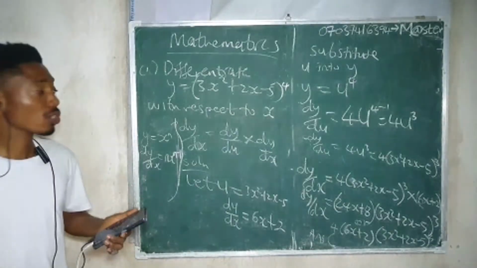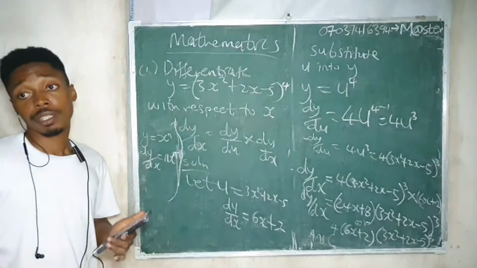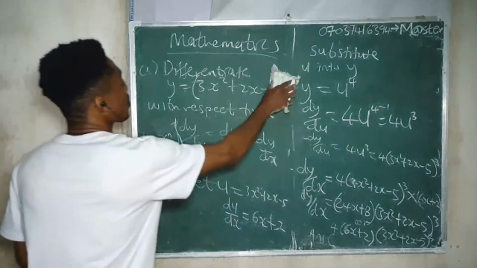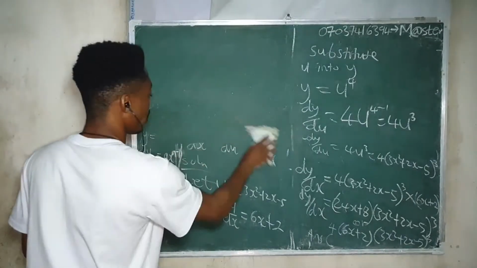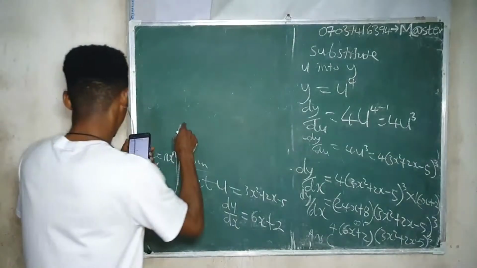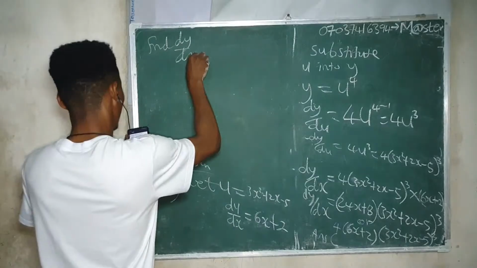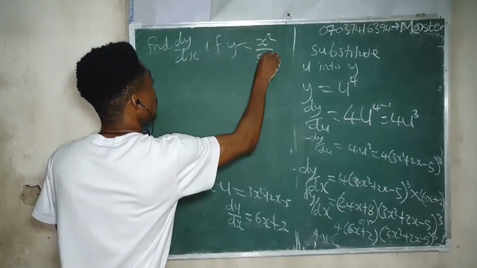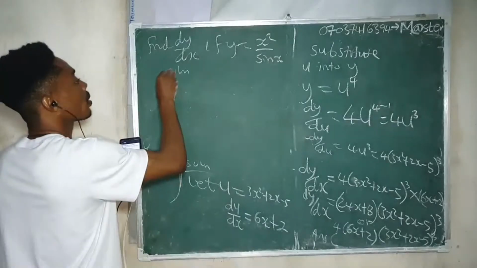That question is on quotient rule. Any question in the comment section? Okay, so let's move quickly to quotient rule. And the question came like this: find dy dx if y is equals to x squared all over sine x. This is a quotient question.